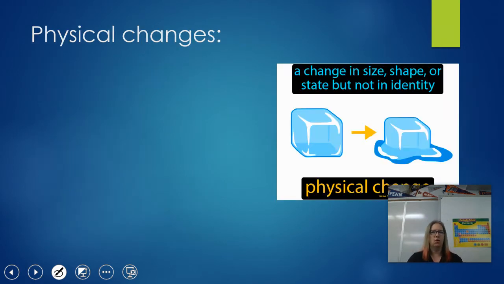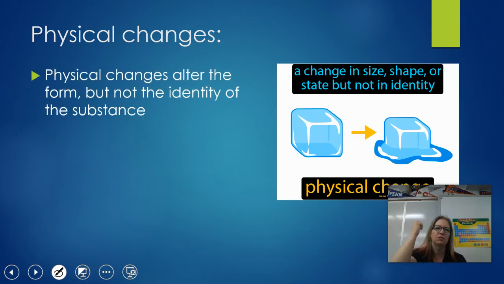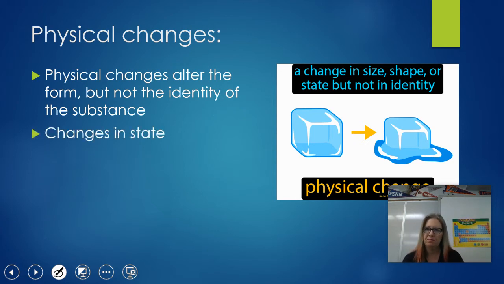All right, so let's talk about these changes in substances. We're going to talk about physical changes and chemical changes. A physical change simply alters the form, but not the chemical identity of the substance itself, okay? So, well, I'll give you some examples in a minute, okay? Any change of state is considered a physical change, okay? An ice cube and liquid water are both still H2O, okay?